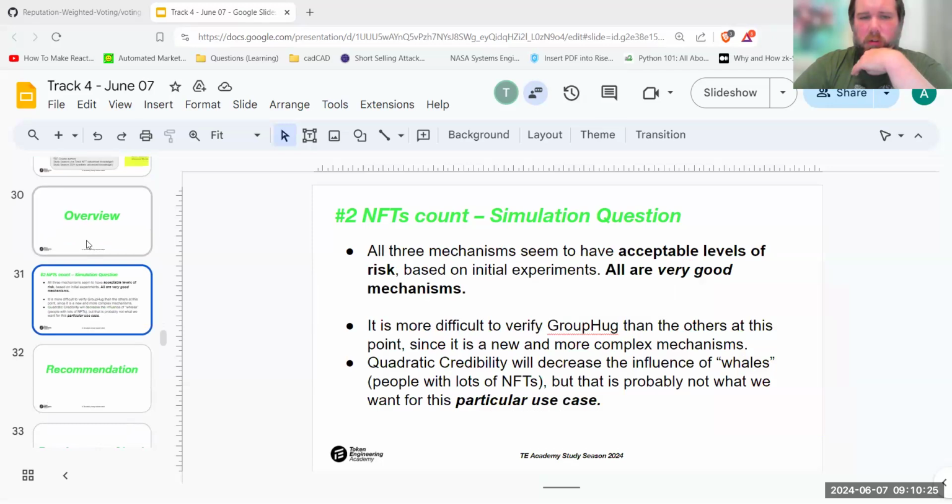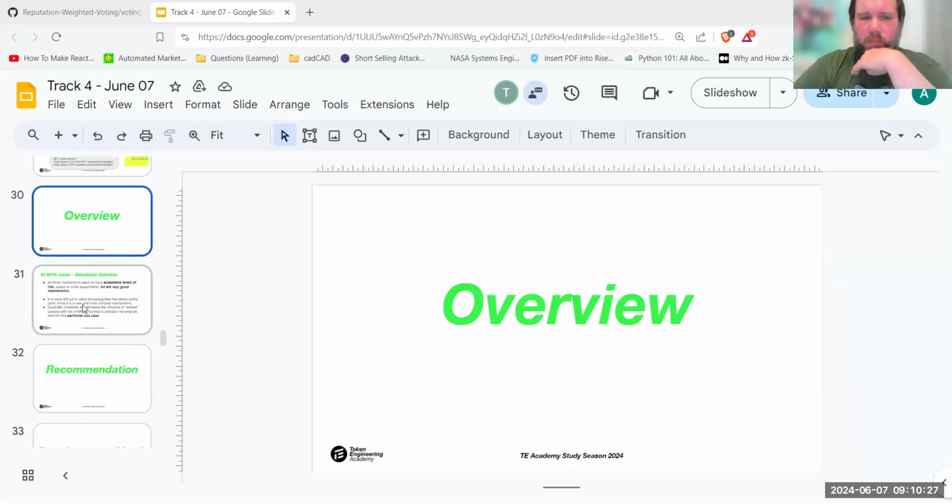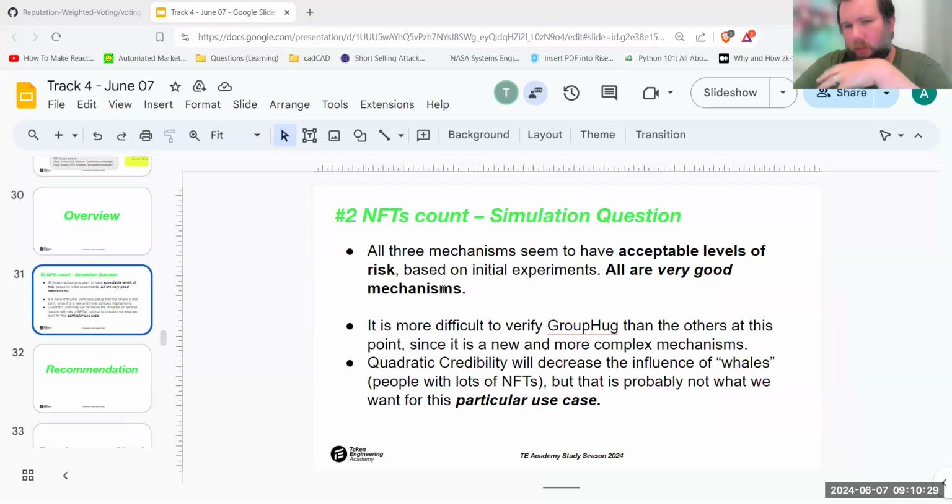So overall, I would say that based on this initial experiment, all three mechanisms are very good mechanisms that could work well for this purpose, and they don't have any obvious defects. Obviously, we're going to test more. There are a couple of things to point out in terms of the intended purpose. As Joan has already said, it's more difficult to verify group hug than the others, just because it's not as familiar to us, and we have more exploration to do.